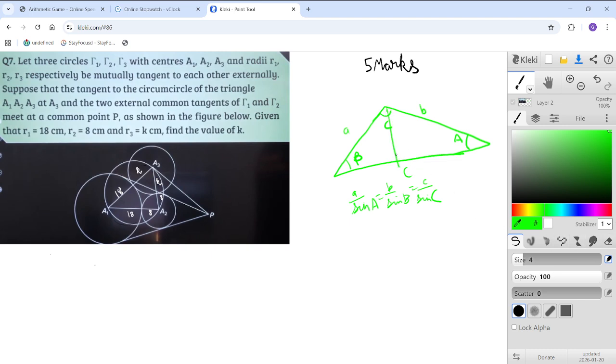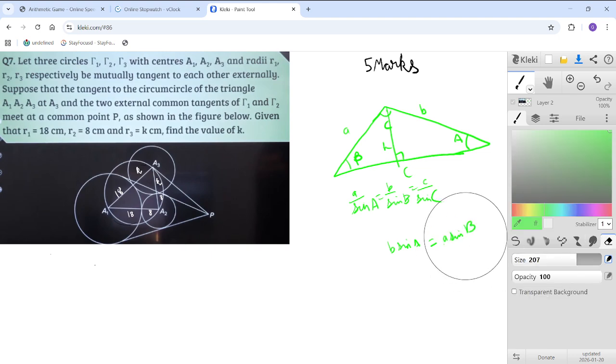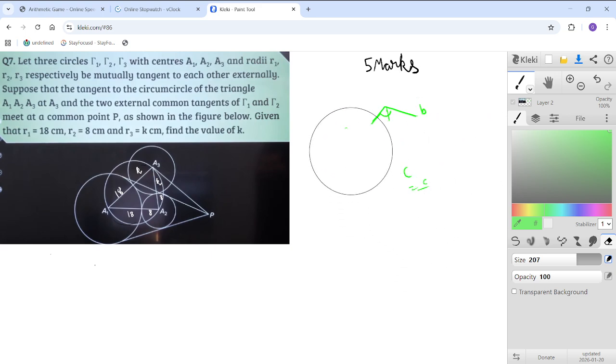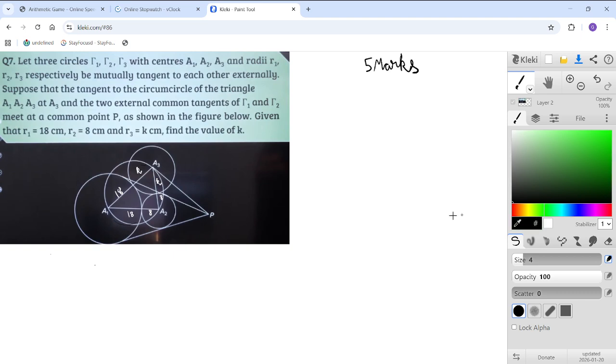You can draw this perpendicular. So h is equal to b sin A, which is equal to a sin B, and that's how we can prove it. So okay, we're going to use this property. Now how are we going to use this?